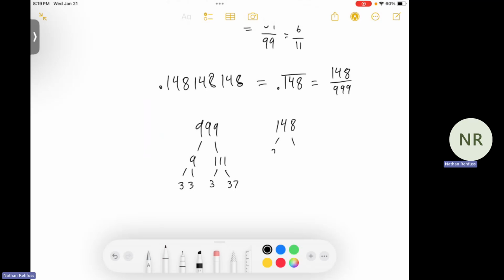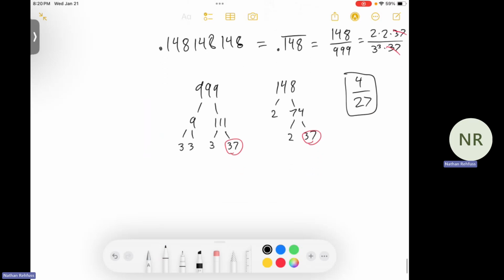148, I don't know, it's divisible by 2, right? 100 divided by 2 makes 50. 48 divided by 2 makes 24. 50 plus 24 is 74. 74 turns out to be 2 times 37. So both of these numbers have a 37 in common. You get 2 times 2 times 37 over 3 to the 3rd power times 37, and the 37s cancel out. 0.148148148 is 4/27. That's how you can turn any repeating decimal back into a fraction.